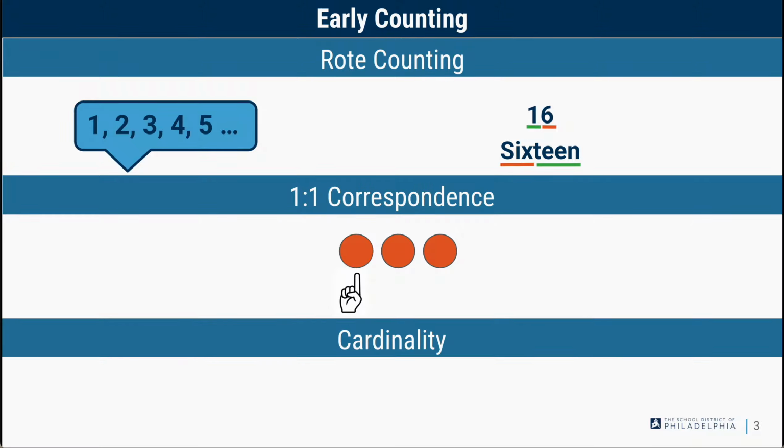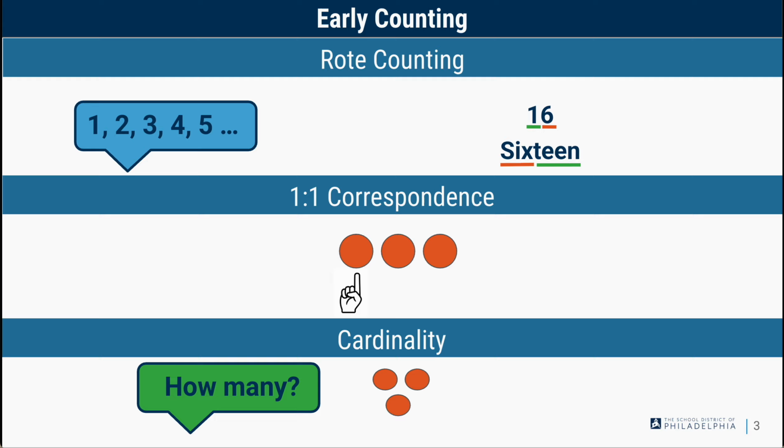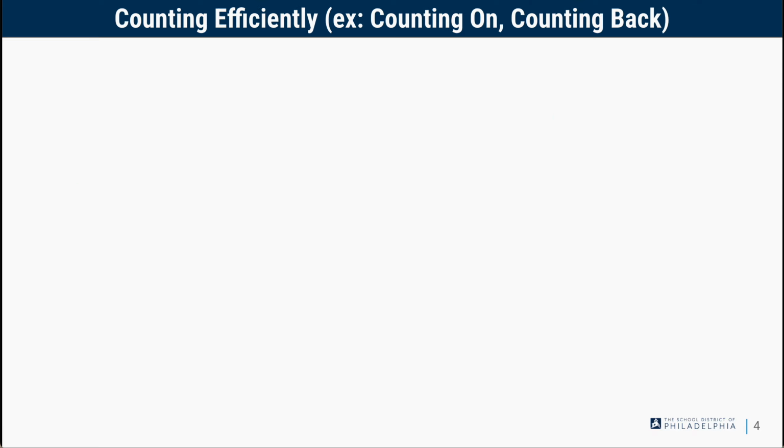Lastly, we have cardinality. Cardinality is the idea that if asked how many in a set, a student should say the total amount, for example, 3, as opposed to saying 1, 2, 3, the counting sequence, the rote counting. Cardinality, the final number in that sequence, is your total quantity. Next, students move on to counting efficiently. These are strategies that support students with learning how to count on and count back.